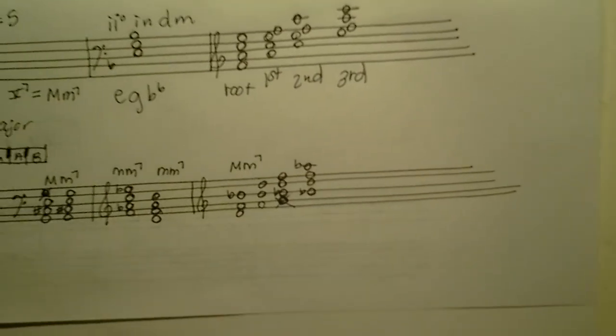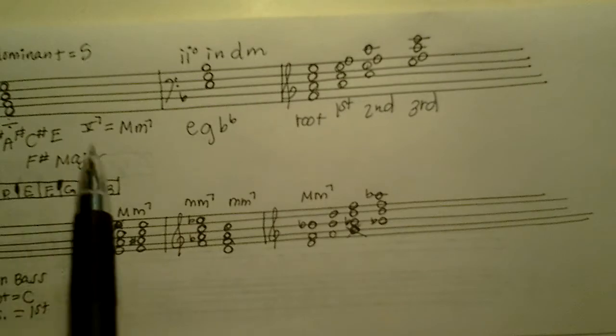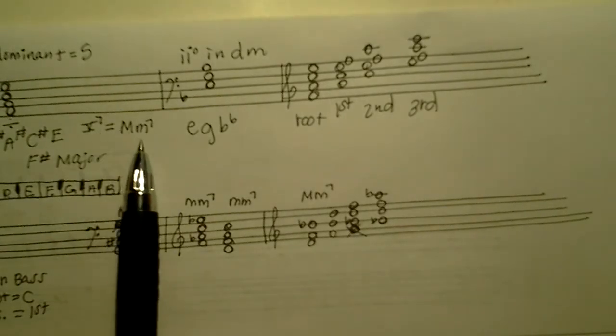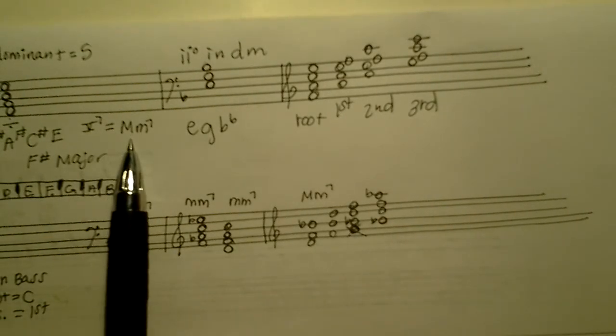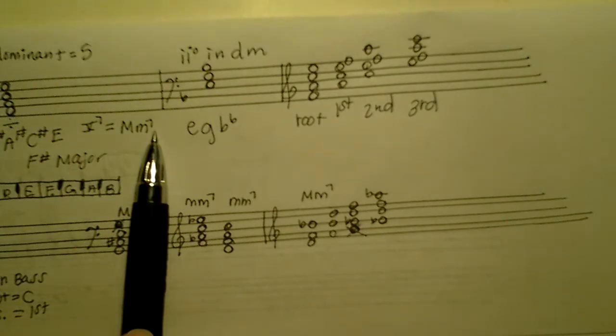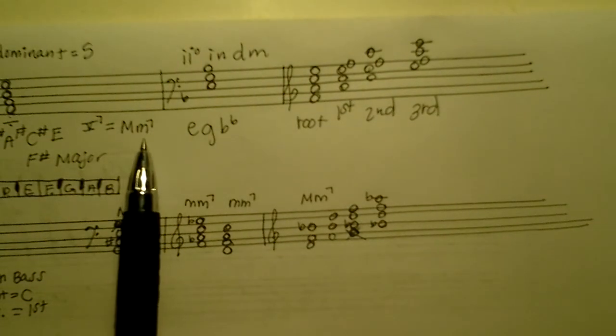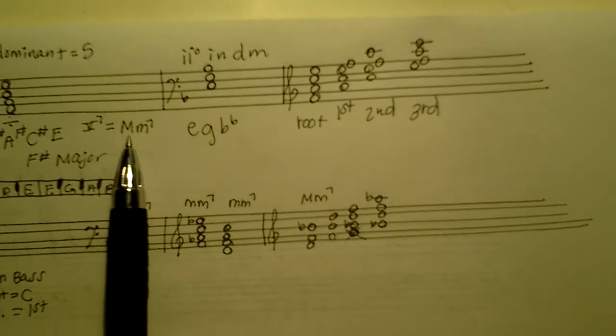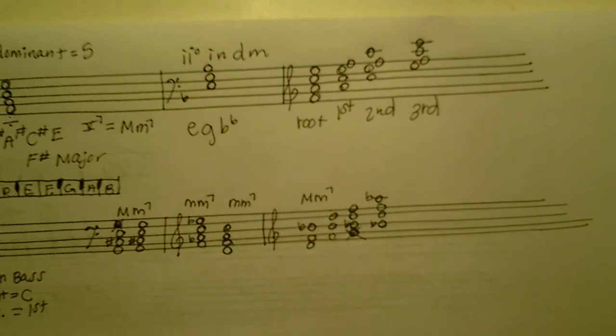One last thing I want to make sure that you know is that this dominant seventh is always going to be a major minor 7. It's going to ask you questions. What would the dominant seventh be in a certain key? Make sure that when you're building a dominant seventh, it's always a major minor 7.